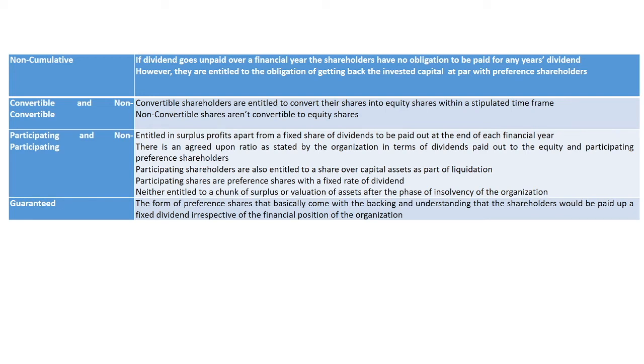Guaranteed. This is a form of preference shares that basically comes with the backing and an understanding that the shareholder would be paid up to a fixed dividend irrespective of the financial position of the organization. These guaranteed shares are the same as debentures, but the difference is that debenture holders do not have any voting rights in the organization, and preference shareholders do.